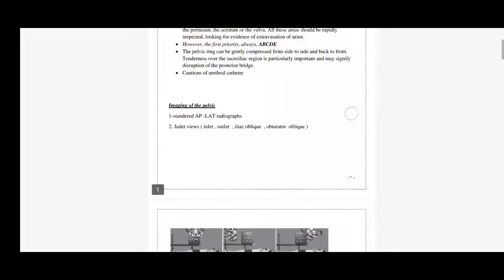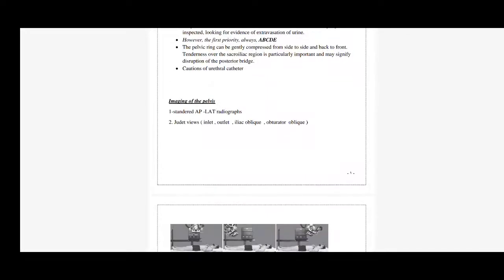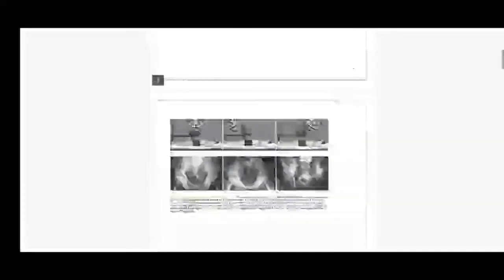Second, we go for imaging of the pelvis. In general, we can classify it into standard and additional views or Judet views. Standard includes AP and lateral radiographs. The Judet views include inlet and outlet for the pelvic injuries and iliac and obturator obliques for the acetabular injuries.